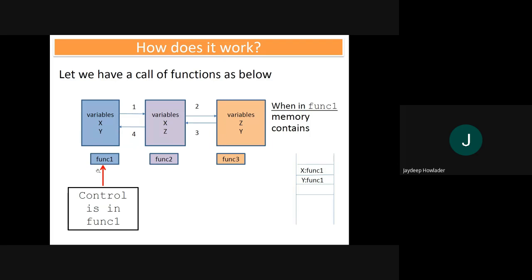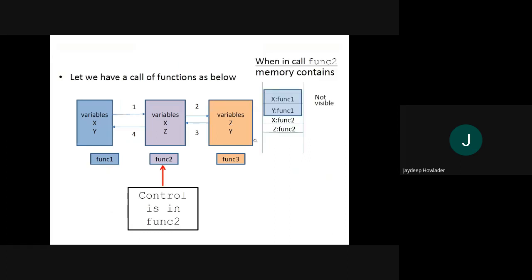So when the control is in function 1, then in my memory, the variables x and y will be available. Understand? They have their lifetime and scope. When we move to the second part, the control is in function 2. Then the variables which are members of function 1 remain in memory, but their scope is not visible. Understand? A new instance of x and z will be created, and they are members of function 2. Okay? So their scope and lifetime will be available.